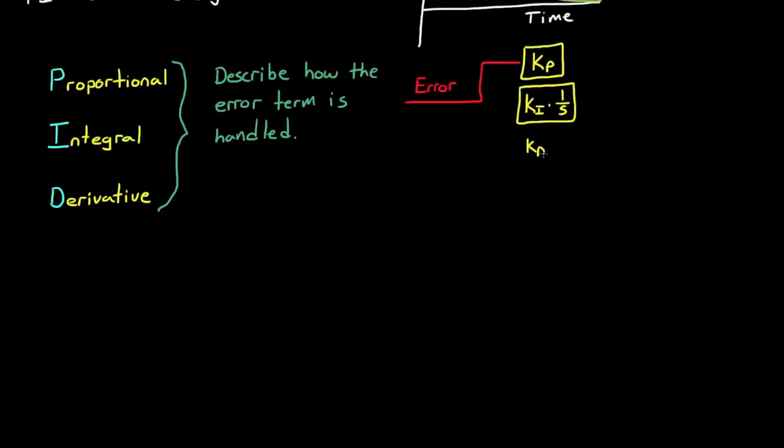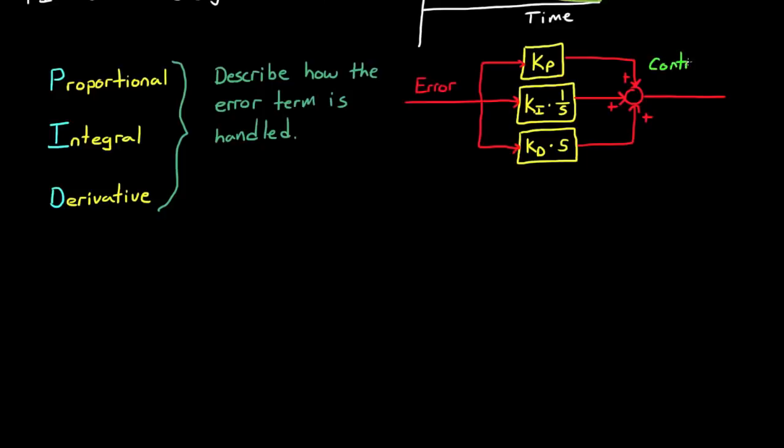And in the derivative path, it's multiplied by Kd and then differentiated. The three paths are then summed together to produce the controller output. Now the three K terms are called gains, and they can be adjusted or tuned to a particular plant with a defined set of requirements. And by changing these values, you're adjusting how sensitive the system is to each of these different paths, either the P, I, or D path.